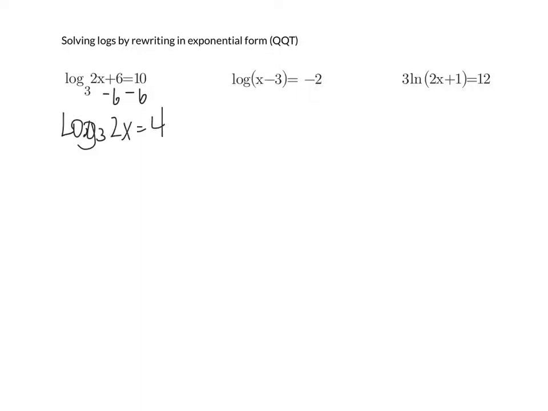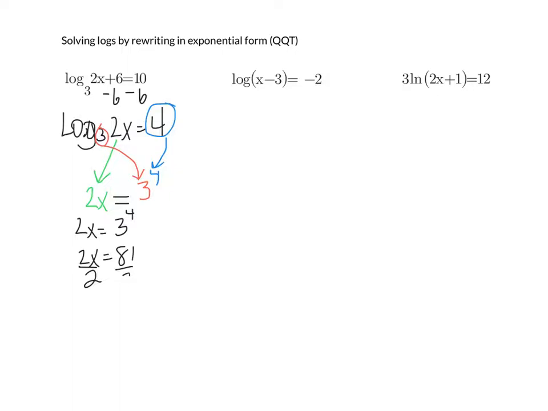And then when I rewrite this, I want to try to preserve the side of the equal sign that the "of" part of the log is on. So I'm going to keep the 2x on this side of the equal sign, and the base of my log is the base of my exponent, and then what's equal to the log becomes the exponent. So I get 2x equals 3 to the 4th power. That's 2x equals 81, divided by 2, and x is 40.5 or 81 halves.